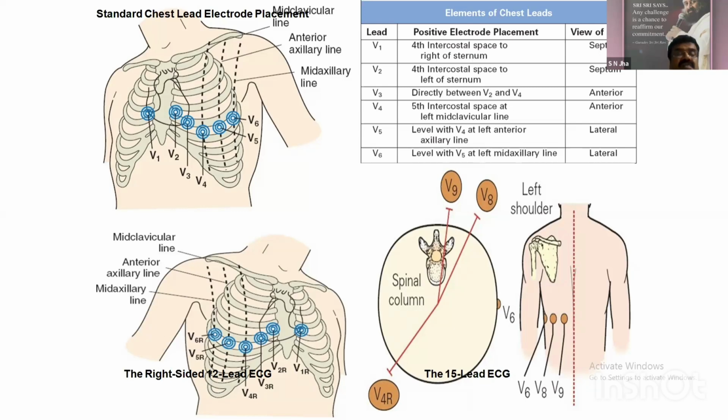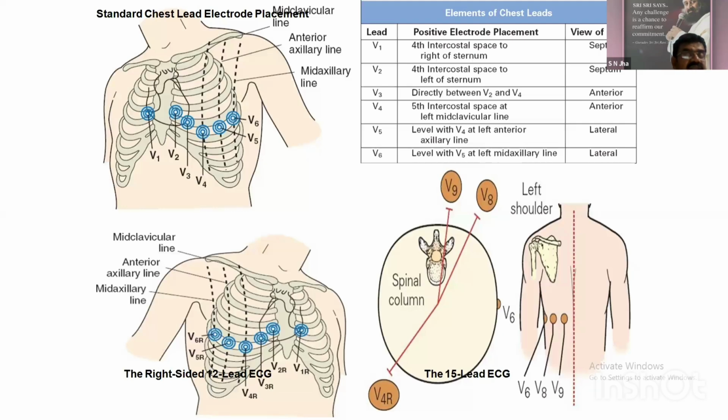In case of female, because the position of the nipple varies, we cannot tell that. So it is the mid clavicular line, or sometimes they say below the left nipple. And V5 is the anterior axillary line, and V6 is the mid axillary line in the fifth intercostal space.